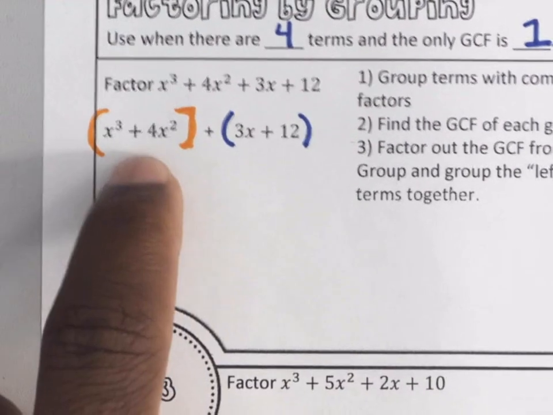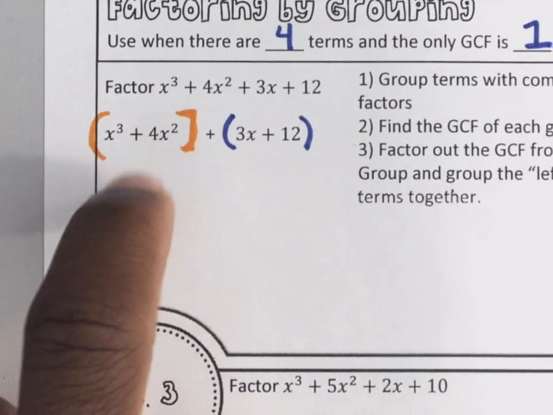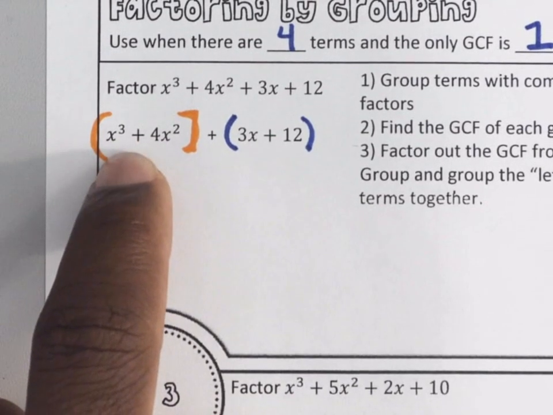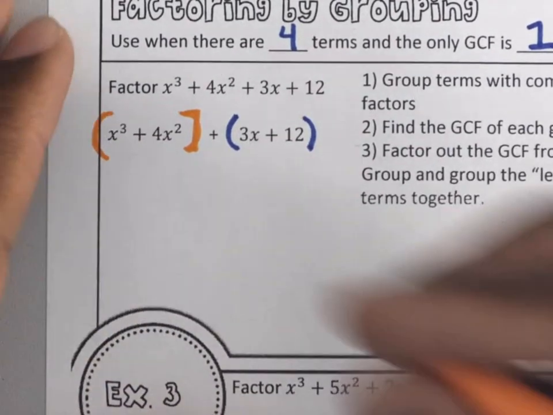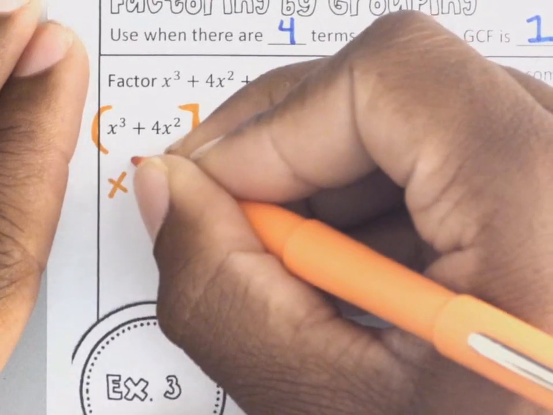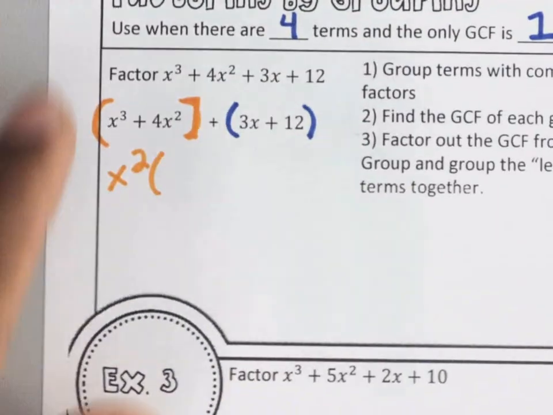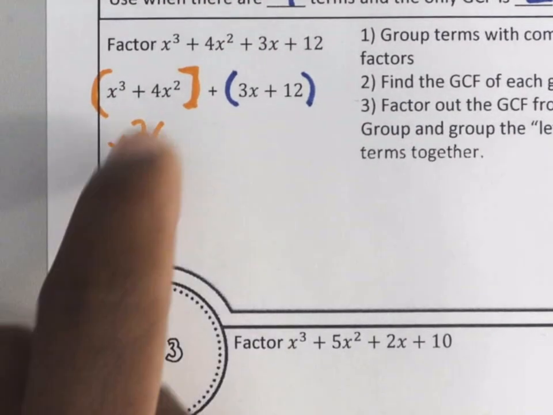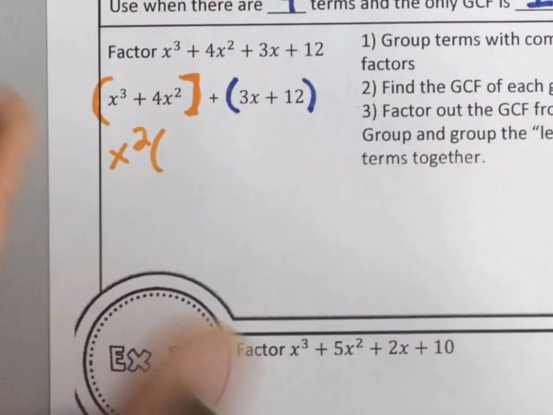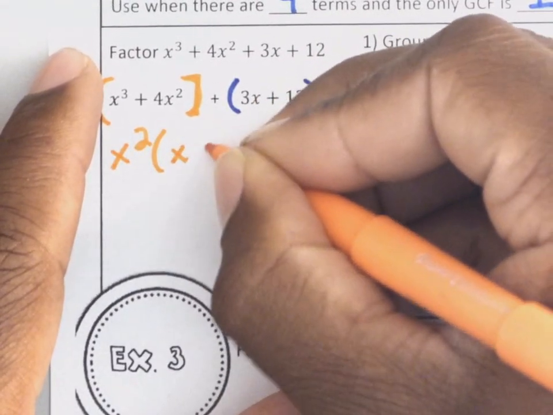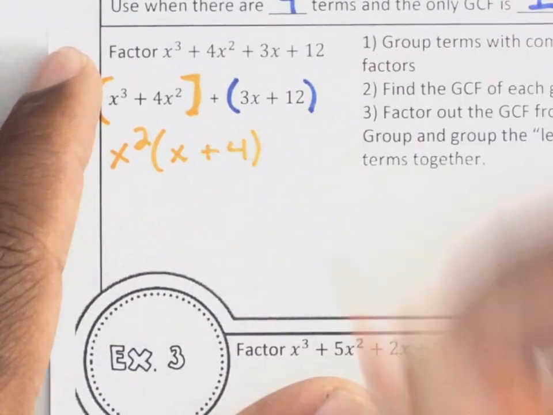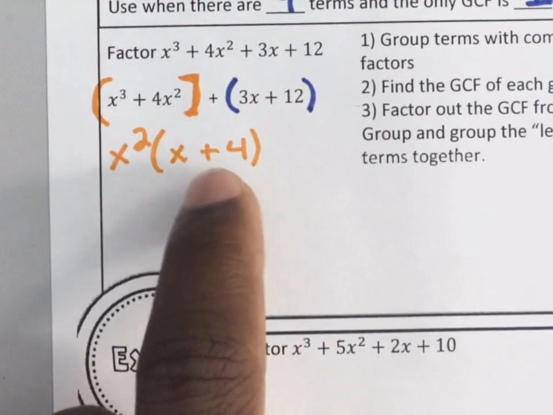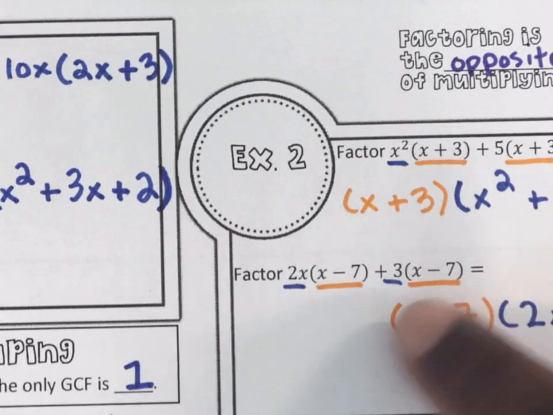Okay, so for the orange one, is there a GCF here? X squared. Yep, you can factor out x squared. Let's do that. What are we leaving inside the parentheses? In the first spot? X plus 4. Okay. So now that I got this factor, it's starting to look like what we had over here.